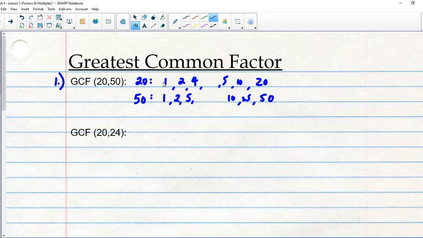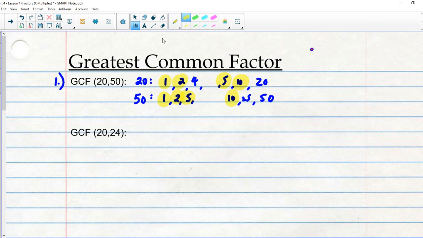Now, here's the key part. So let me get my rainbow. All right. What two numbers do they share? Right? What numbers do they share? Well, okay, let's use something less drastic. Oh, let me use a highlighter. Nice. All right. What numbers do they both share? They both share 1, right? They both share 2. Do they both share 4? Nope. Right? They both share 5. Anything else? Yep, 10. Right? And then nothing else, right?